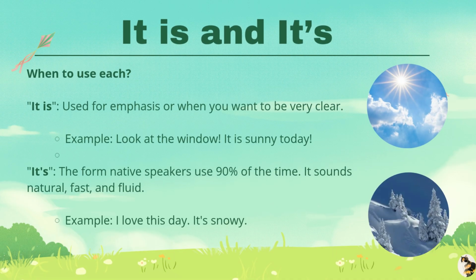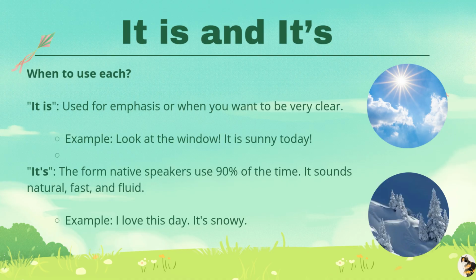In English, we talk about the weather using the structure it is or the contraction it's. Native speakers use it's 90% of the time because it sounds natural, fast, and fluid. However, we use it is when we want to be very clear or add emphasis, right? Look at the examples for each one.